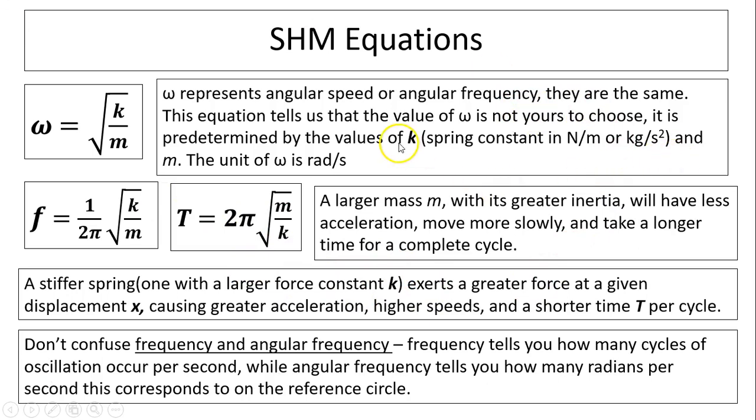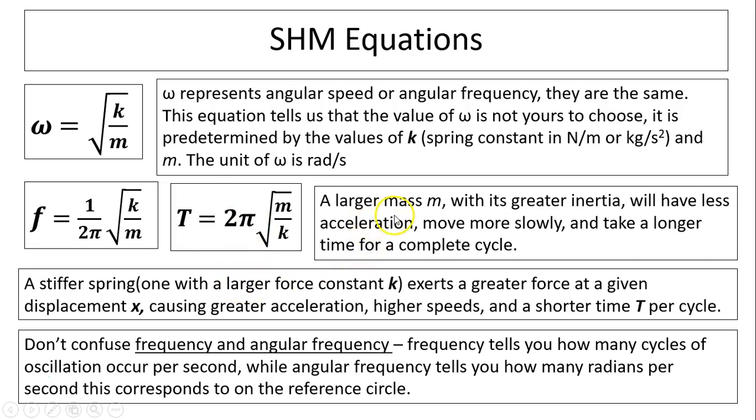This equation tells us that the value of omega is not yours to choose. It is predetermined by the value of k, the spring constant, whose unit can be newtons per meter or kilograms per second squared, and the mass m. The unit for omega is radians per second. From here, we can figure out frequency. Frequency equals omega divided by 2 pi, and T equals 2 pi divided by omega.